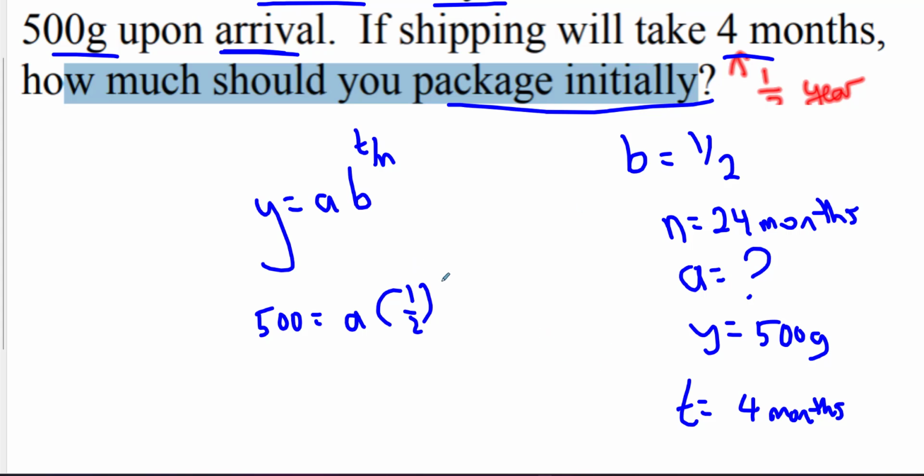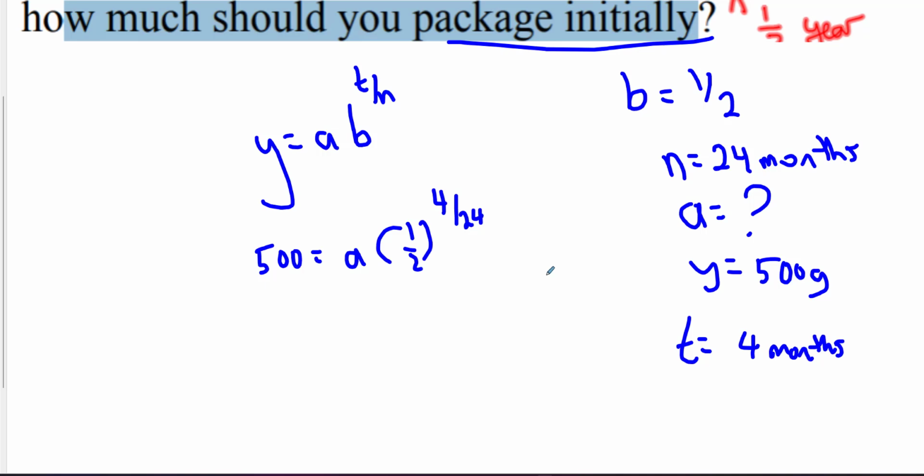All right, so it's 4 months divided by 24 months. That's 500 is equal to A to the power of 1/2. What's 4 divided by 24? Well, that's just 1/6. Yeah, it is 1/6.